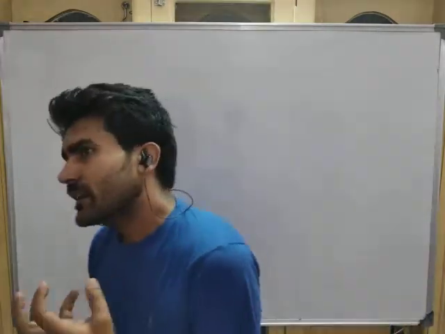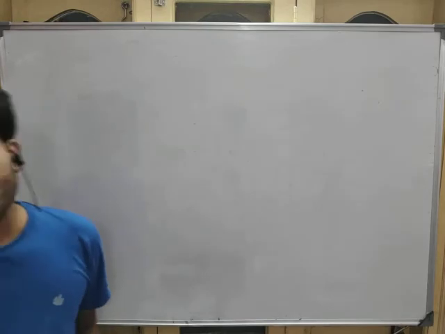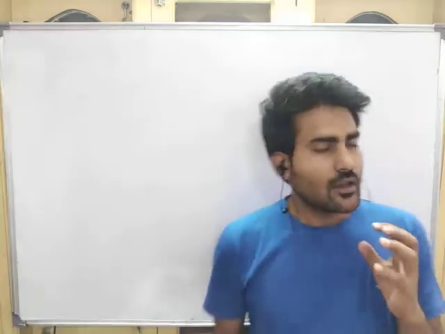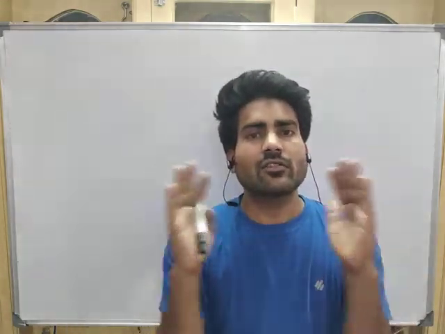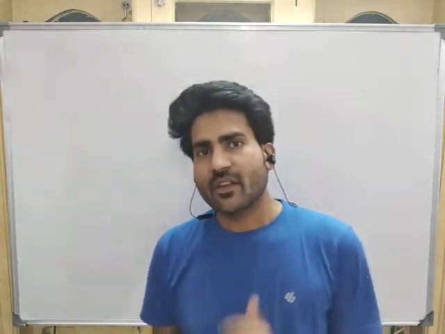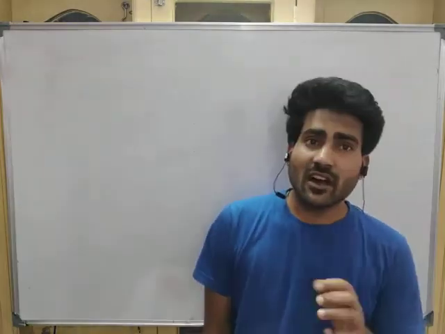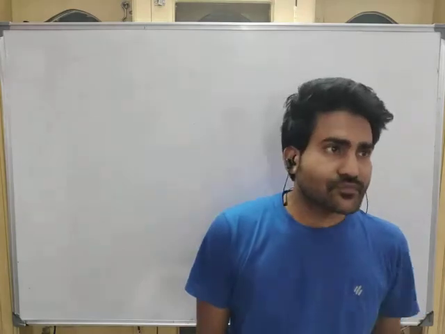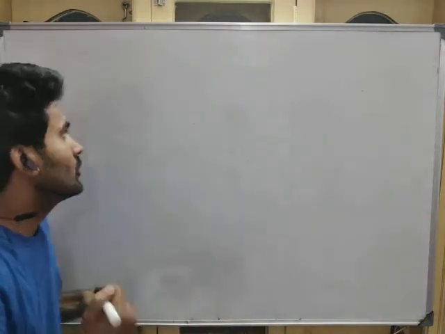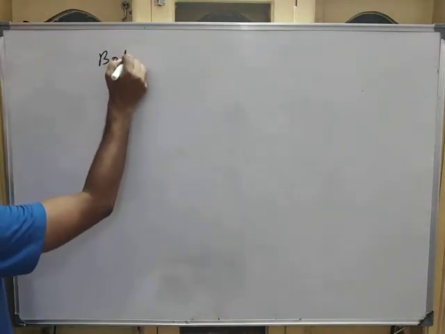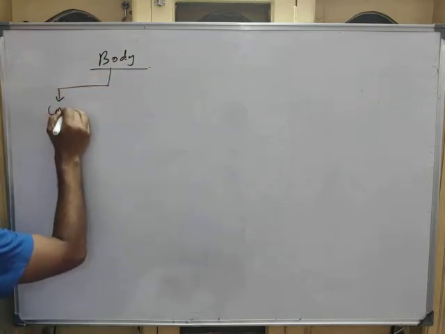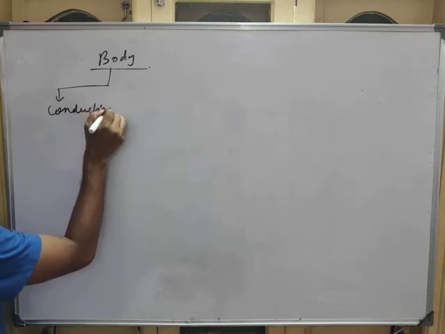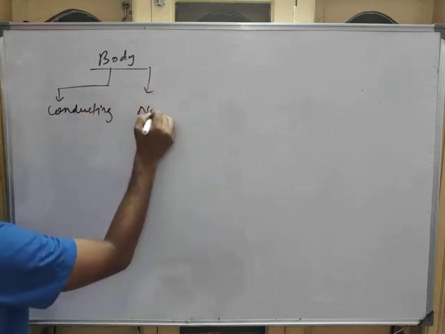So any 3D object can be conducting or non-conducting. The conducting materials are the materials which have the charge only at the outer surface, not inside the body. But the non-conducting bodies have the charge inside the bodies, right? So if any body is there, one is conducting and one is non-conducting, right?